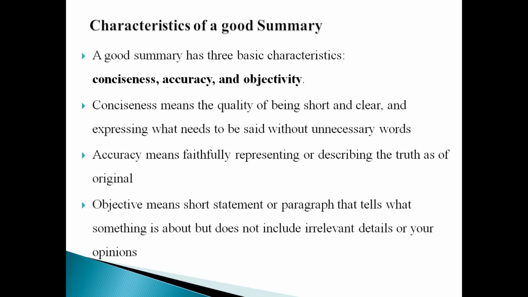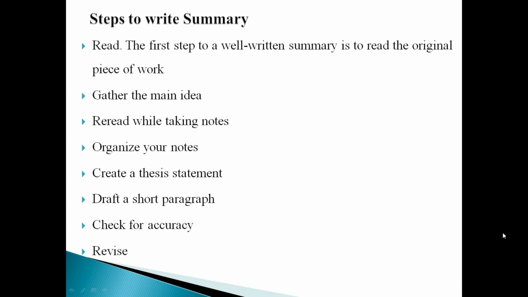Accuracy means faithfully representing or describing the truth as in the original. And third one, objective, means a short statement or paragraph that tells what something is about but does not include irrelevant details or your opinions. And these are the most important steps when you are going to write down the summary. These steps help you a lot. We will discuss them one by one.